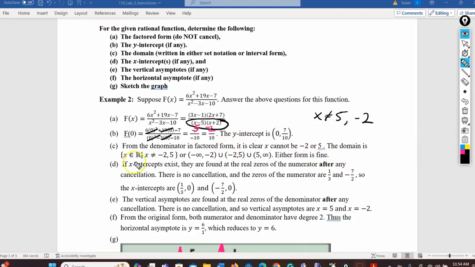So I can write it in set notation form, which is x can be any real number as long as it's not negative 2 or 5. Or you can do it in interval notation. So how do you write it in interval notation? Well, you look at the number line, and you find 5 and negative 2. And x is allowed to be anything except 5 or negative 2. So it's anything else on the line.